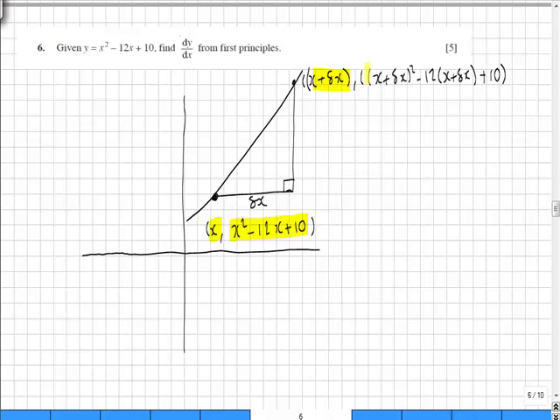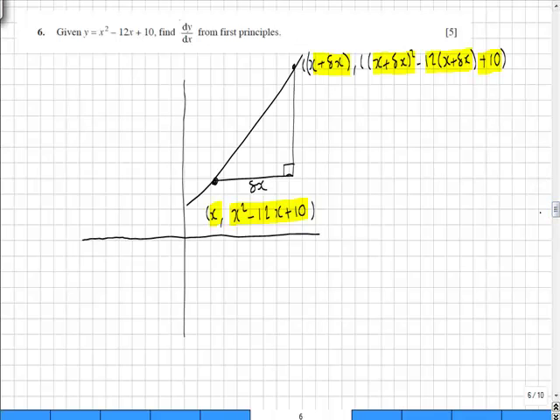which is x plus delta x, to take into account that movement. And the y would be x plus delta x squared minus 12 times x plus delta x plus 10. What we would do now, as in most C1 coordinate geometry questions, is just look at the gradient, which would actually be denoted in this case as delta y over delta x, to take into account that small movement of delta x, giving a small movement of delta y. There's been the change in the y coordinates over the change in the x.